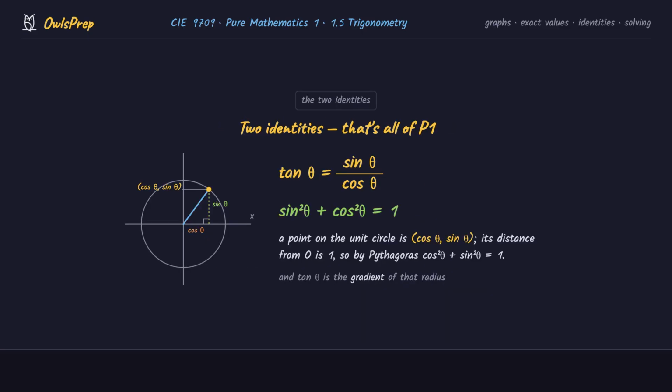In paper 1, there are just two identities to use. First, tangent theta equals sine theta over cosine theta. Second, sine squared theta plus cosine squared theta equals 1. The second you can read straight off the unit circle. Any point on it has coordinates cosine theta and sine theta, and its distance from the origin is 1. So by Pythagoras, cosine squared plus sine squared equals 1. And notice tangent theta is just the gradient of that radius, sine over cosine. These two show up everywhere, solving equations, simplifying, and proving other results.